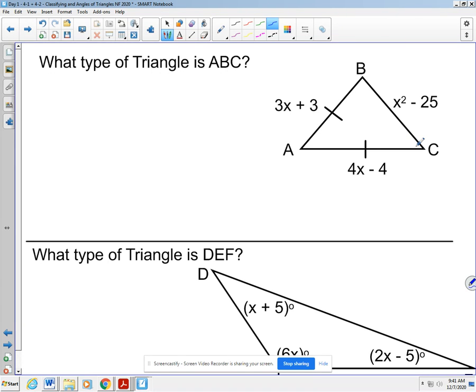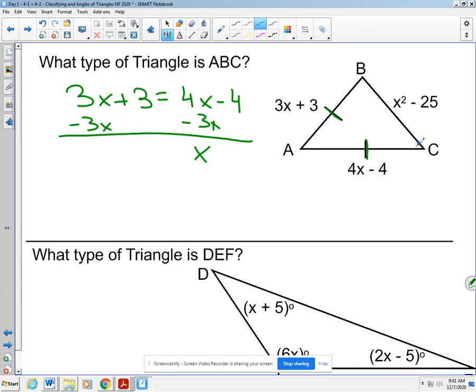What type of triangle is ABC? Please look at the tick marks. Okay? So we have two equal sides. So this triangle is automatically isosceles, but it could be equilateral if all the sides are the same. So first thing you will do, 3x plus 3 is equal to 4x minus 4. Subtract 3x, subtract 3x, so you get x, and put 4 on the other side, x is equal to 7. Okay, so x is equal to 7.